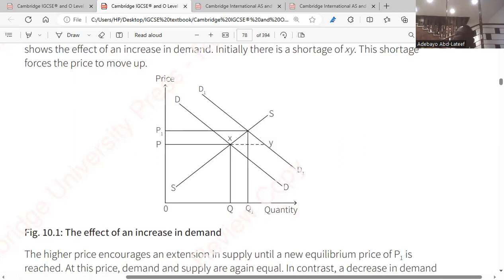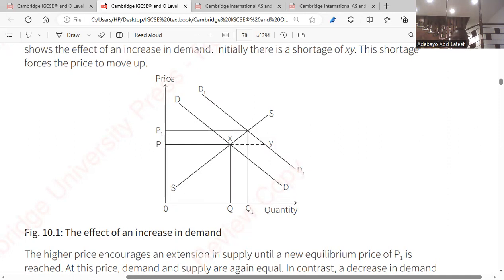Whenever there's a shortage in the market, that means the demand is more than the supply. Automatically, prices will rise. So because of the shortage in the market, price will automatically rise from P to P1. As soon as price rises, it does not shift supply. Yet, it's based on demand, where the quantity demanded will increase from D to D1. Price will increase from P to P1. The quantity demanded will increase from D to D1.